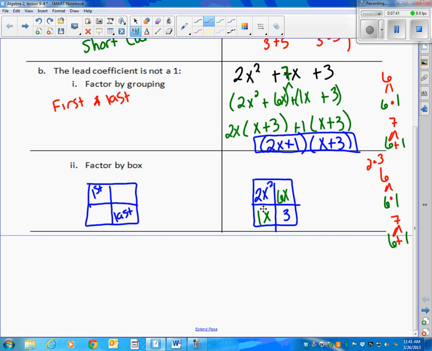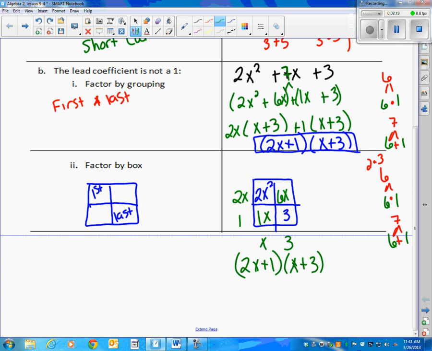With the box method, I am going to pull the greatest common factor, 2x. Pull the greatest common factor out of the second row, 1. Pull the greatest common factor out of the first column, and the greatest common factor out of the last column. And there's your answer, 2x plus 1 and x plus 3.